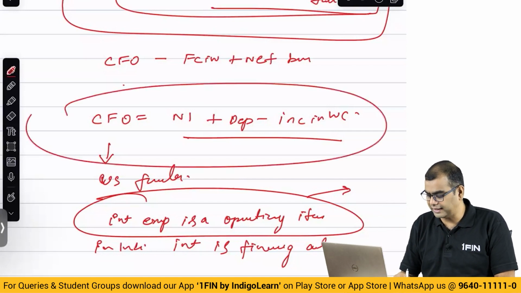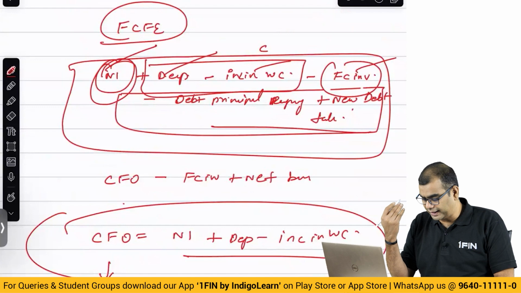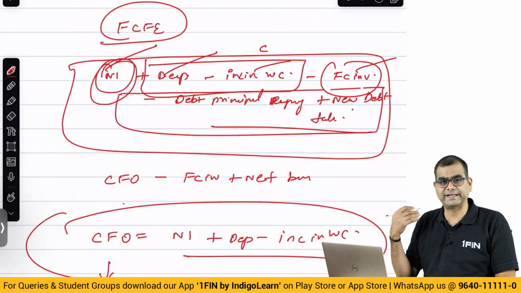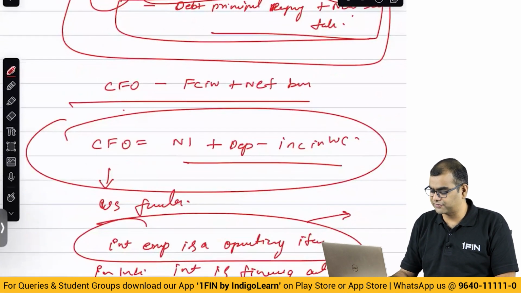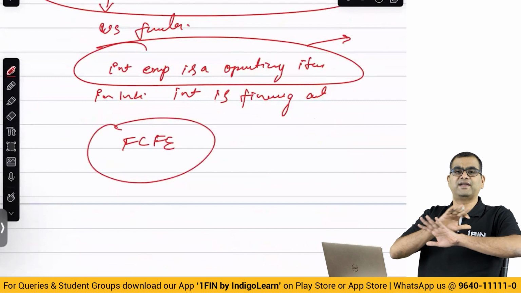Let us look only at the US context, which is net income plus depreciation minus increase in working capital minus fixed capital investment plus any net debt raised, or CFO minus fixed capital investment plus net debt raised. Now this is FCFE. What do you mean by FCFE? It is basically free cash flow that is available to shareholders.